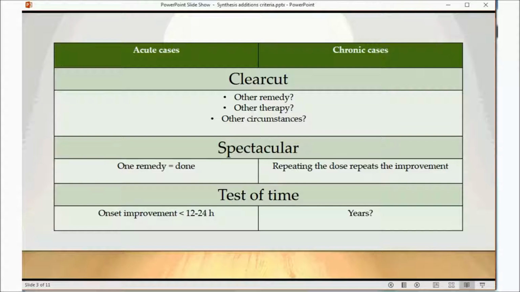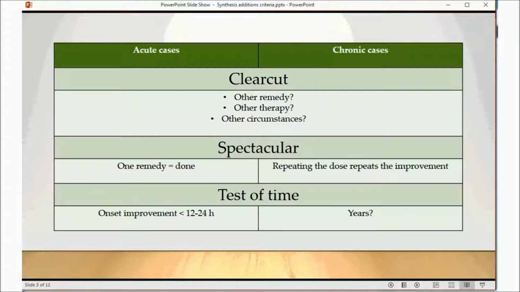And what is meant by a clear-cut case? That is a case that did not receive another remedy, that did not improve because of another therapy, and that did not improve because of other circumstances. Like if a patient comes back and says, I feel much less depressed, I feel much more energy, my appetite has returned, but at the same time, 1 month ago, they fell in love with a friend, it's not a clear-cut case. Circumstances may explain the improvement. So please make additions if there is only one remedy, no other therapy, and you verified that no other circumstances are the reason for the improvement.